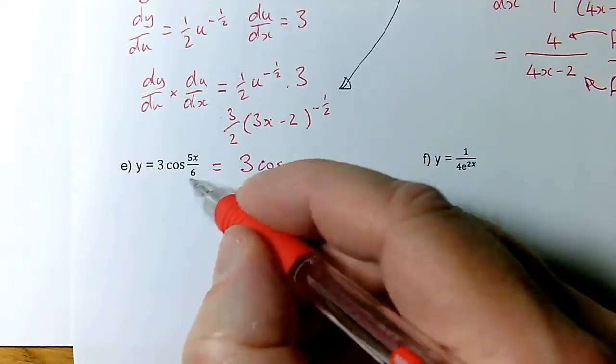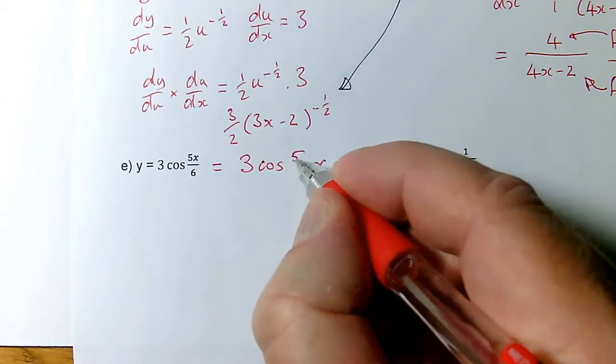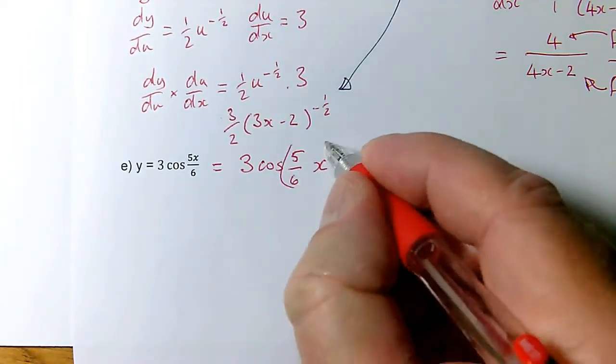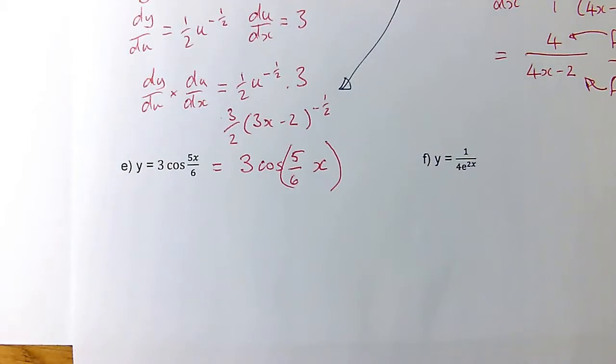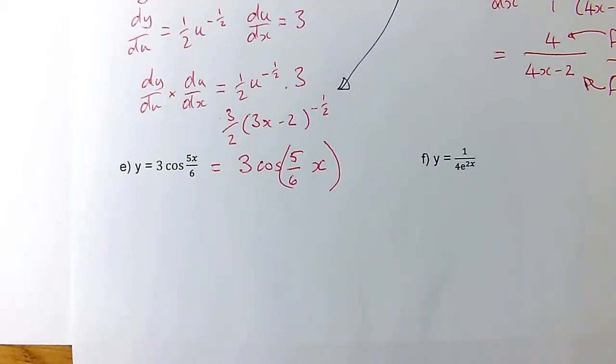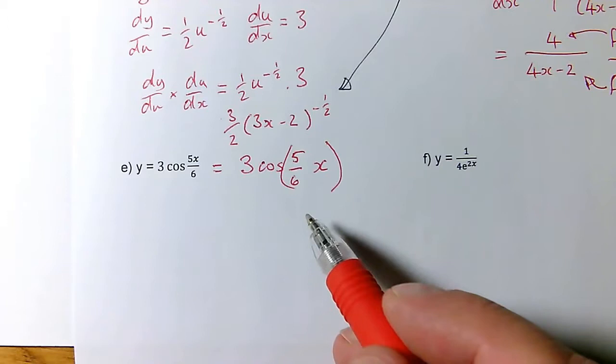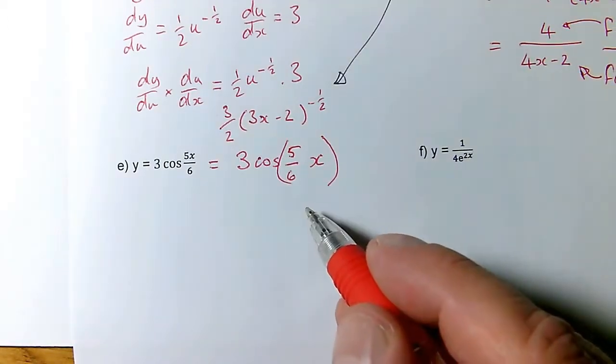So they've tangled x up with a fraction, but really this is just 5/6 times x. And that makes it very simple. I don't think this is really the chain rule. I think you need to be able to differentiate something like this on sight. So I certainly would never use the long version of the chain rule.